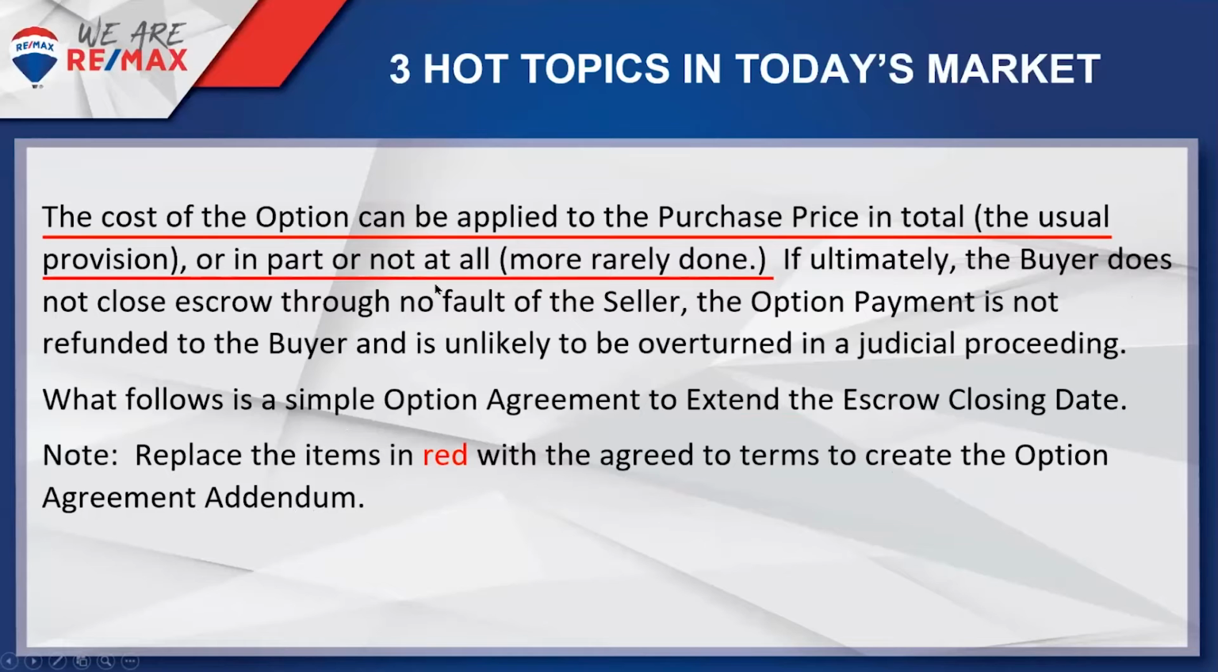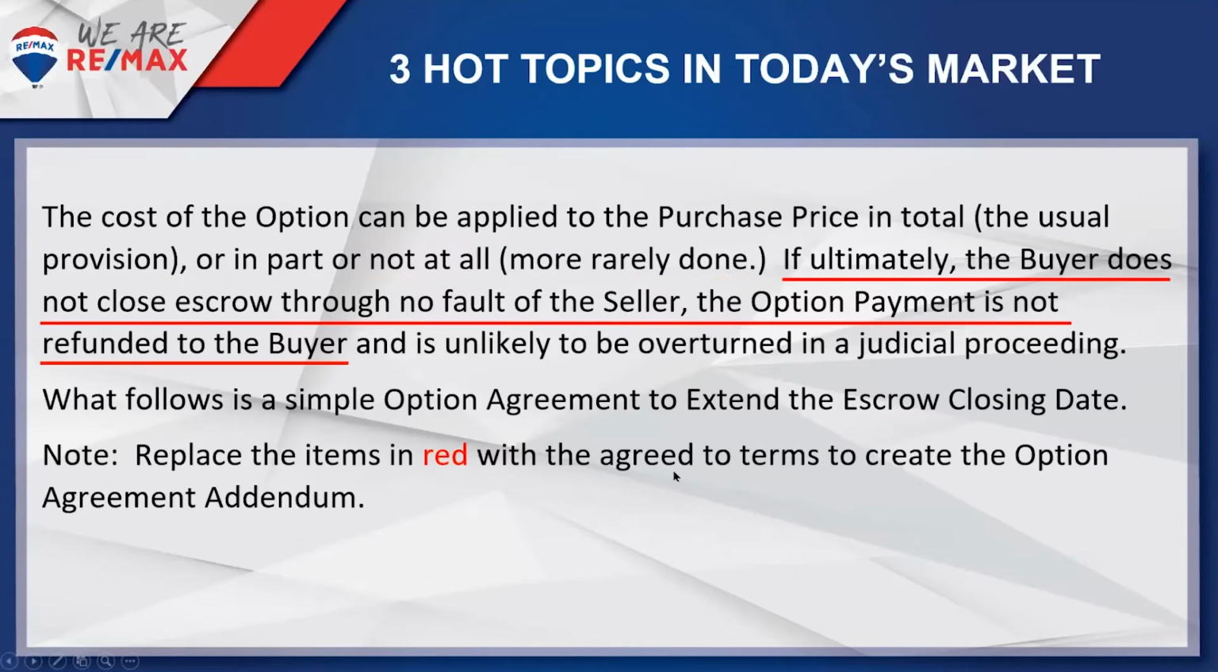Or it can be applied in part, which is more rare. Sometimes the seller is actually incurring some real expense by extending the escrow. So the seller will say, well, if the buyer will cover that expense, then I'm willing to do it. So you would make some portion of the option not applicable to the purchase price, so that the seller would be getting that additional funds to pay the expenses that the seller incurred because they extended escrow. So that's sometimes done. You'll see how that's done in a minute.